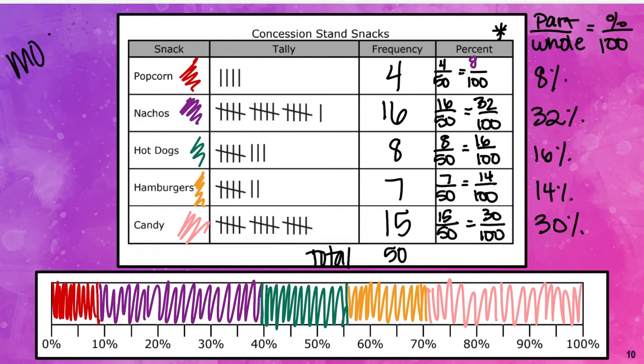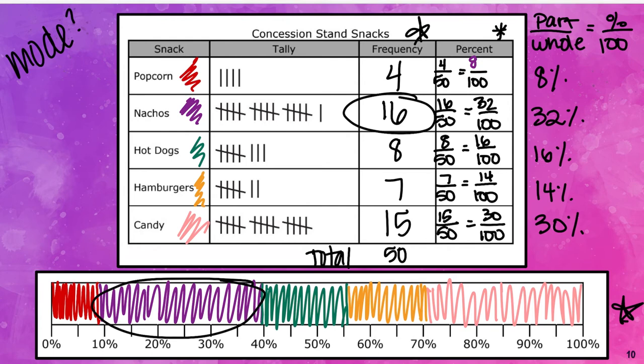When we look at percent bar graphs, we want to think about what our mode is. Now remember, with measures of central tendency, our mode is what occurs most frequently. So we can transfer that understanding and that definition to categorical data simply by looking at our graph, either the frequency part of our graph or the percent bar graph. I see that nachos had the most. And even on our percent bar graph, nachos have the greatest percent colored in. So the nachos would be our mode.